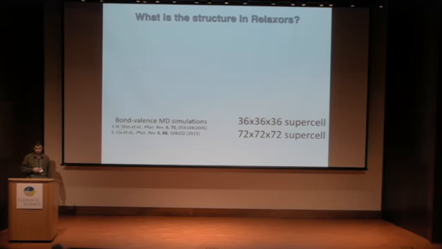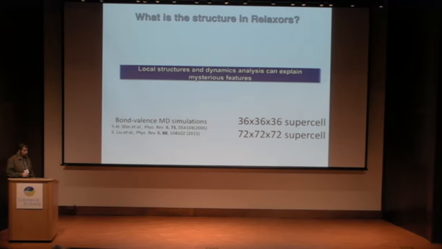And also conceptually. To understand this, we did bond valence molecular dynamics simulations using pretty large systems. First we did a 36 by 36 by 36 supercell, and recently we went to 72 by 72 by 72, which is about 1.8 million atoms. We can do this on the nanosecond timescale, so we can get different dynamics. And hopefully, if we understand the local structure and dynamics, we can explain various mysterious features of relaxors.